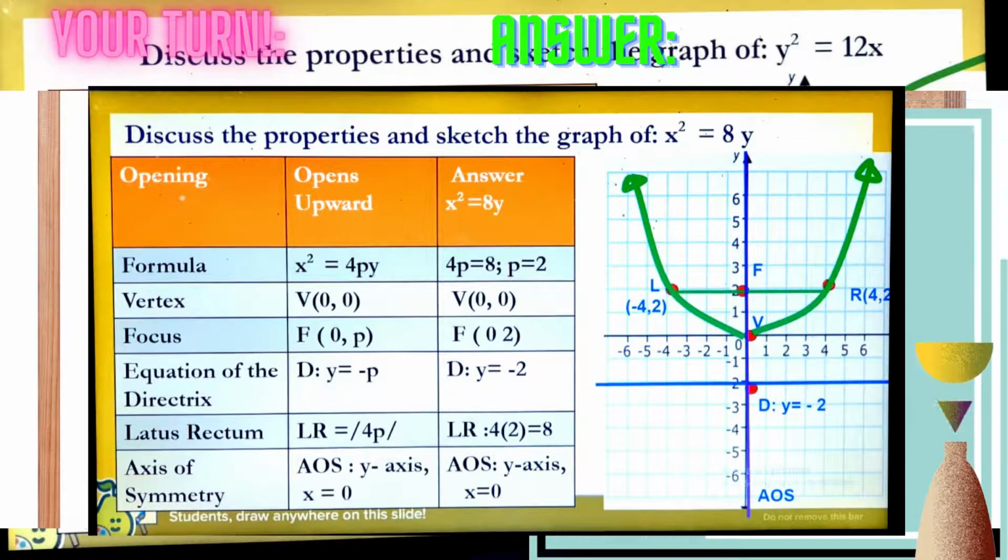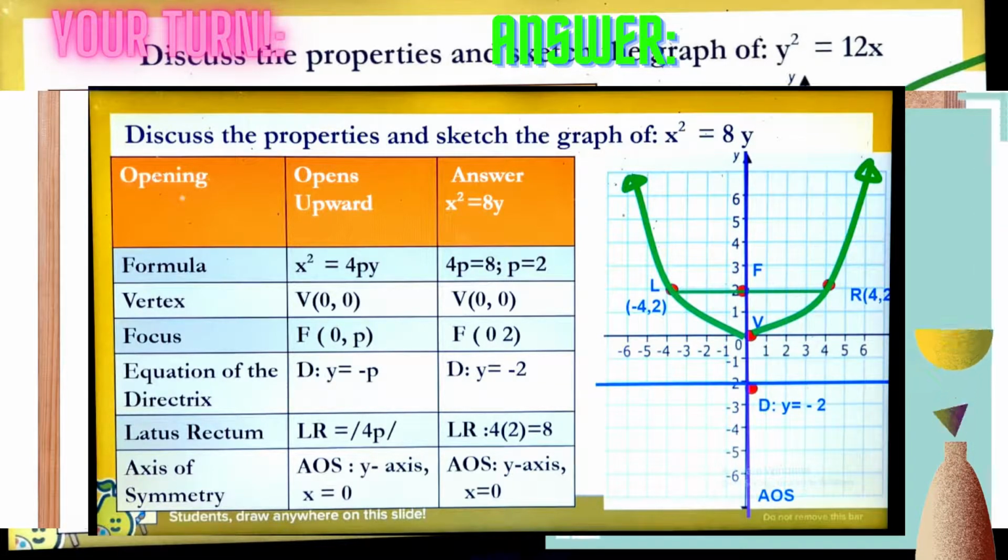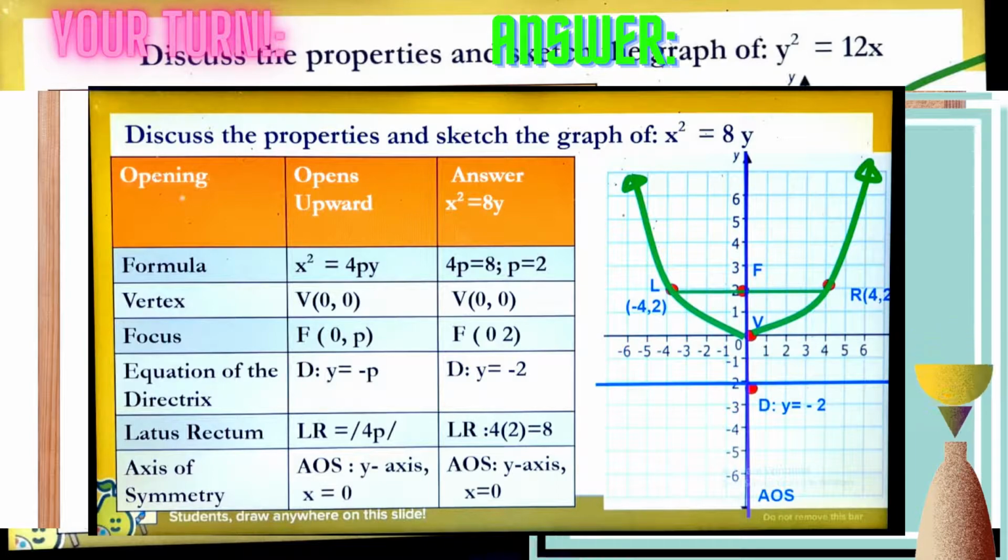So from the vertex, the movement is 2 steps up. And then from the vertex, you also need to move 2 steps down to draw the directrix, which is a line passing through y equals negative 2. Okay, so let's draw the latus rectum from the focus. LR equals 8. Again, what is the solution here? We will divide 8 by 2, and we have to move 4 steps to the right and 4 steps to the left. Okay, so we now have the latus rectum.